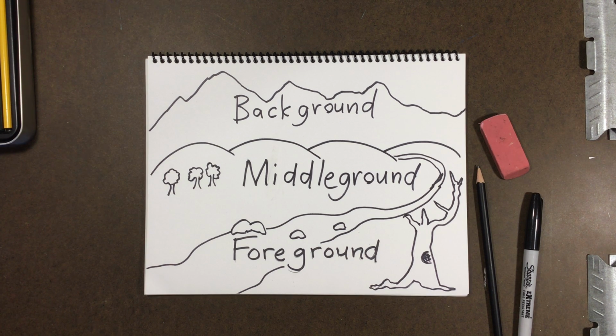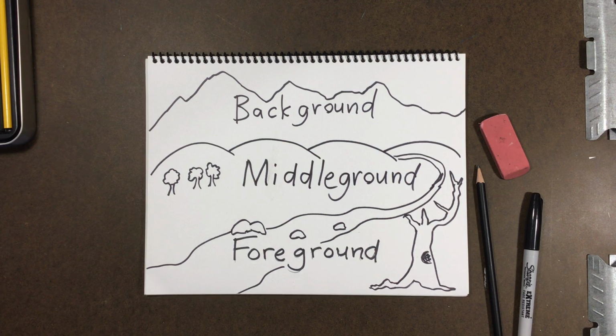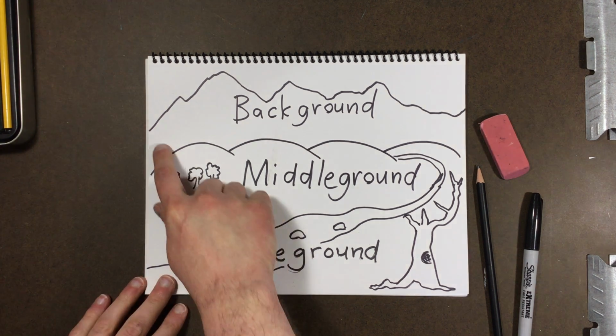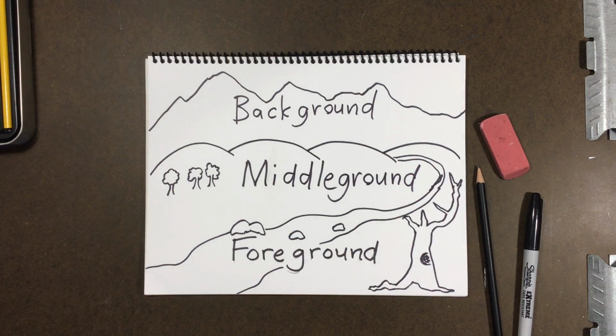And then finally, we have the background. Things in the background are either really, really small or they're large things that look small. For example, we have these big mountains. If we were to stand right next to that mountain and look straight up, it would look like it would go on forever. But when it's in our background, it still looks large, but it's far away.